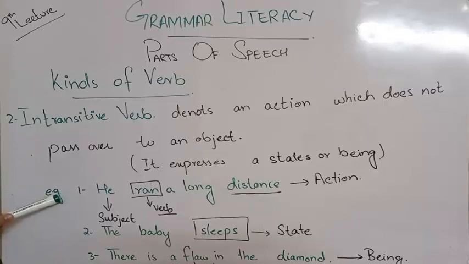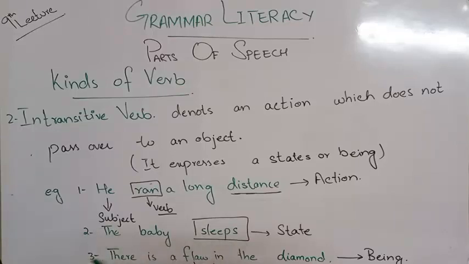For example, the first one is: he ran a long distance. It's an action. He ran a long distance. Here there is not any object present in the sentence. The subject is doing an action, that is running, and that is the action. The second one is: the baby sleeps. It's a state of the baby. The child is sleeping, my baby is sleeping, anyone's baby is sleeping. The baby sleeps, it's a state.